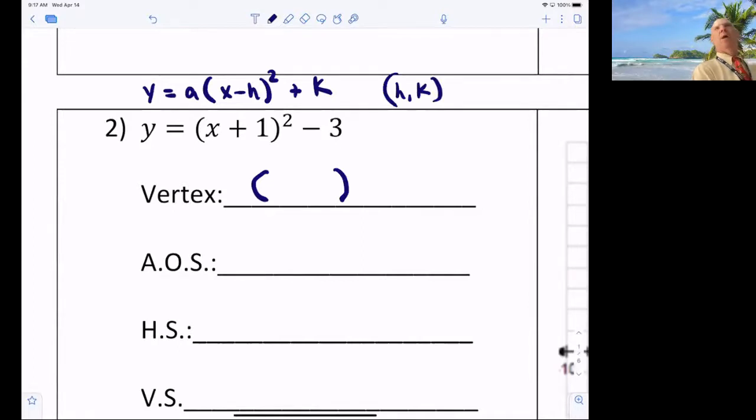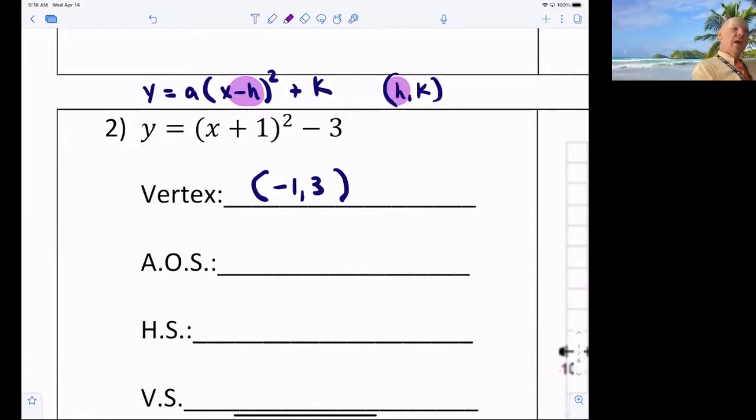Yes, negative 1, negative 3. And for whatever reason, that's really difficult for kids to understand. Why is one changed and one not changed? I say you have to actually look at the form. The form here is minus h. This is positive h. That just means they're opposite signs. So when you pull it out, if it's positive inside the parentheses, it's negative.